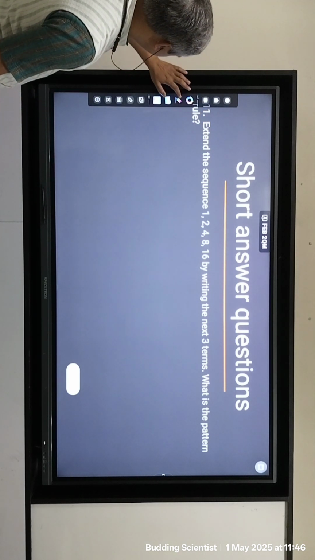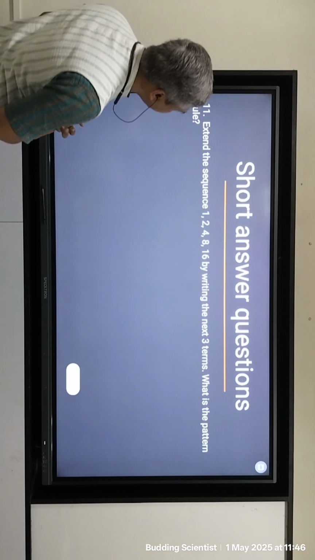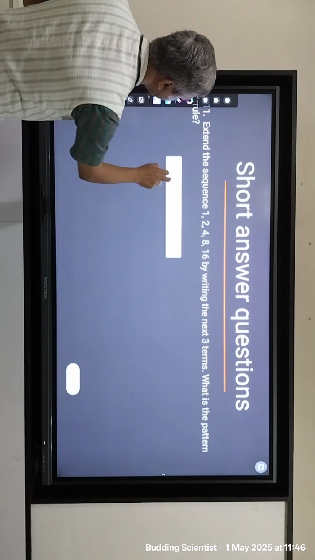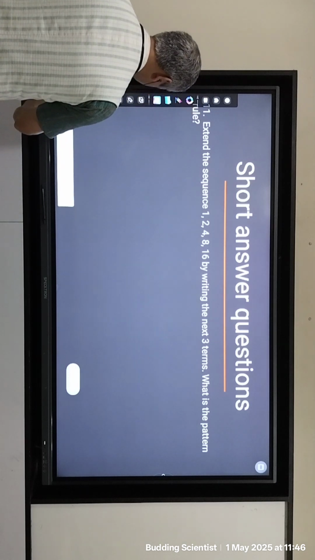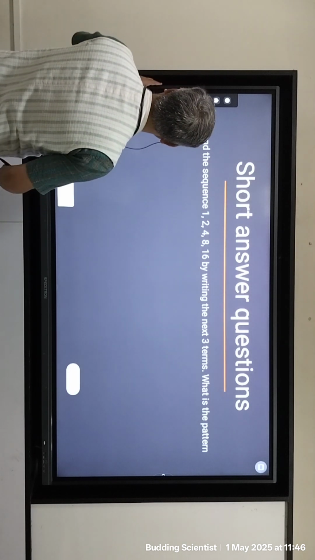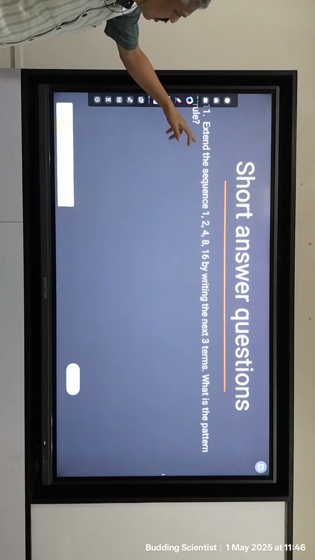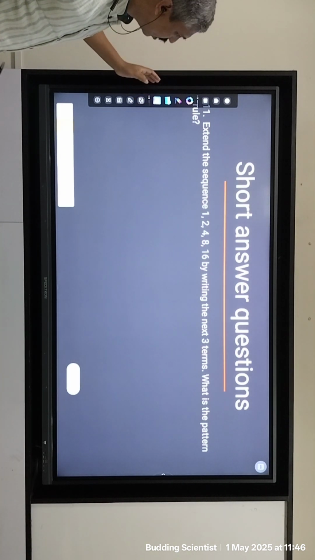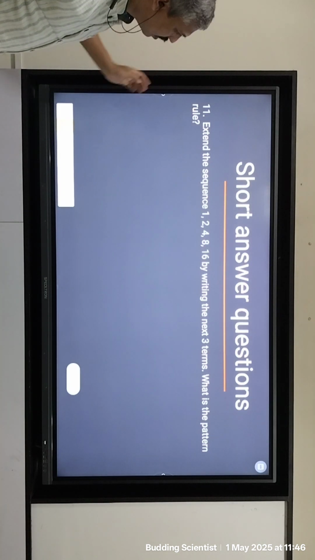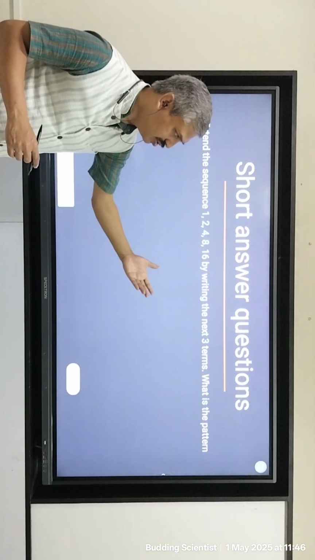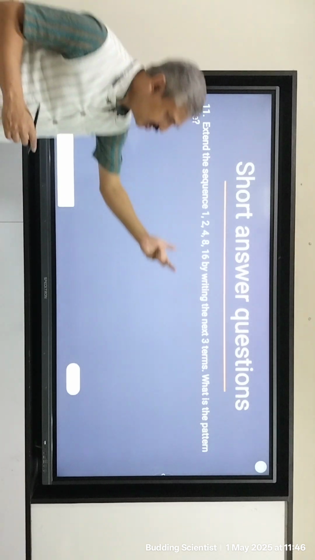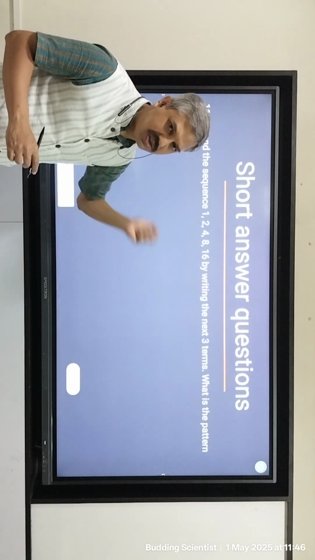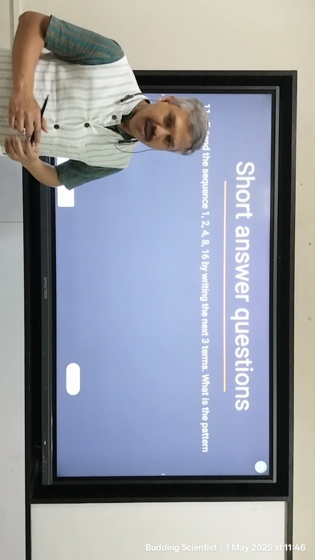Extend the sequence 1, 2, 4, 8, 16 by writing the next 3 terms. And what is the pattern rule? Sometimes it is called a general rule, sometimes a pattern rule, sometimes a sequence rule. They all mean the same.